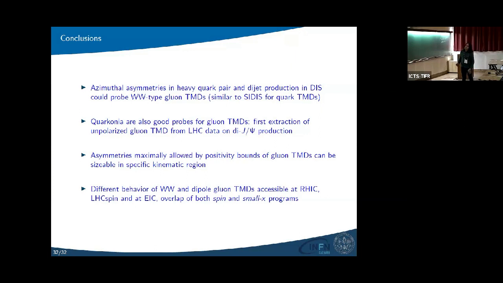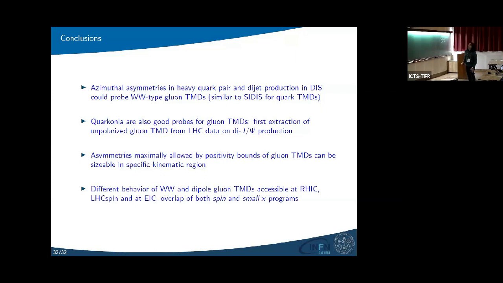There was a first discussion of unpolarized gluon TMDs from LHC data on di-J/psi production, and there are very recent LHCb data, which also look at the polarized gluon TMDs. We have studied asymmetries, usually looking at the positivity bounds for gluon TMDs, trying to find the right kinematic regions which could be explored in future experiments.